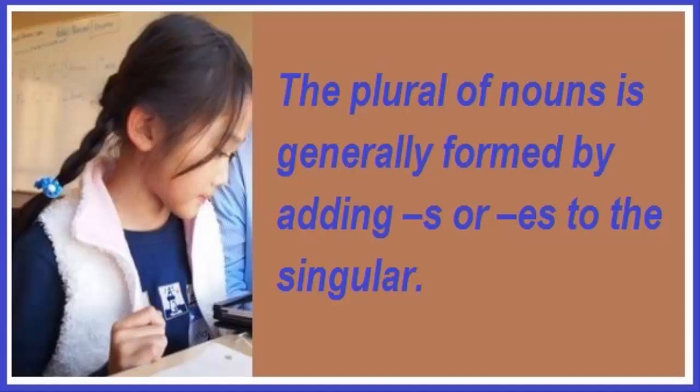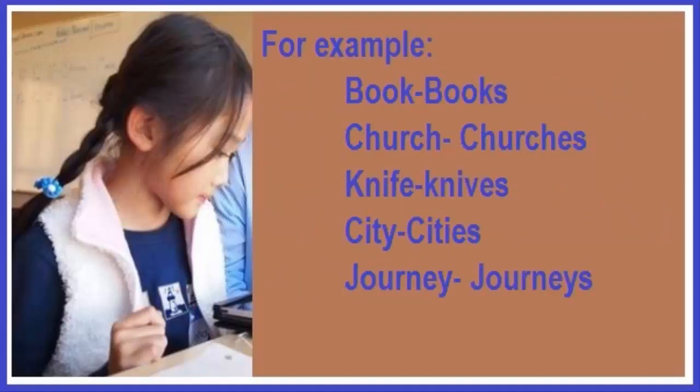The plural of a noun is generally formed by adding s or es to the singular. For example, book, books, church, churches, knife, knives, city, cities, journey, journeys.